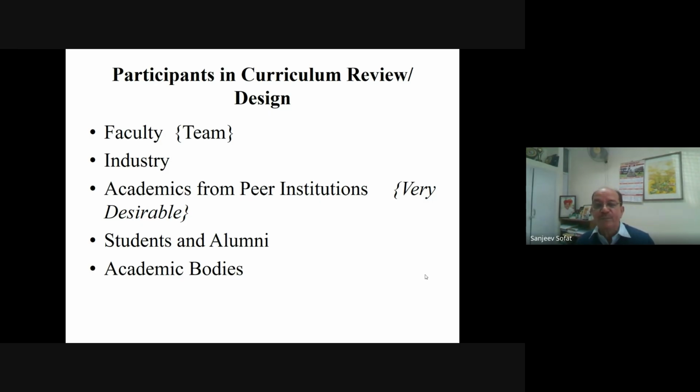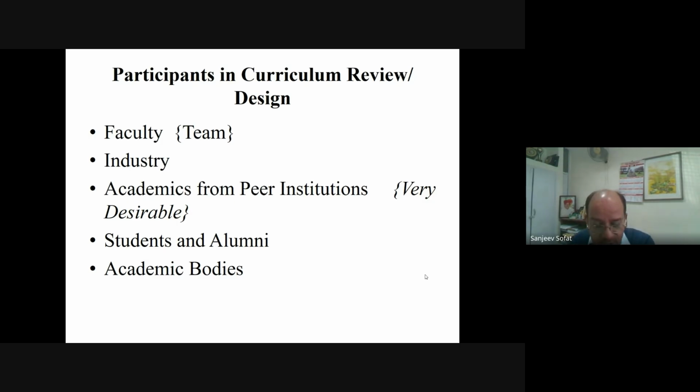Now, what sort of people do we have for the curriculum review and design? We have the faculty. We have to think about industry. Then we have to look for the peer institutes around us. We have to think about who can contribute towards this particular curriculum. Then we have to think about students, alumni and academic bodies. What is this academic body business?